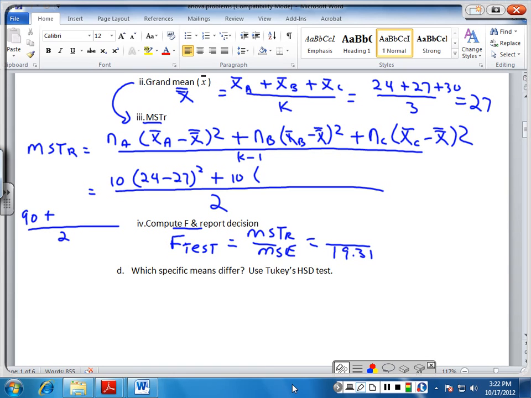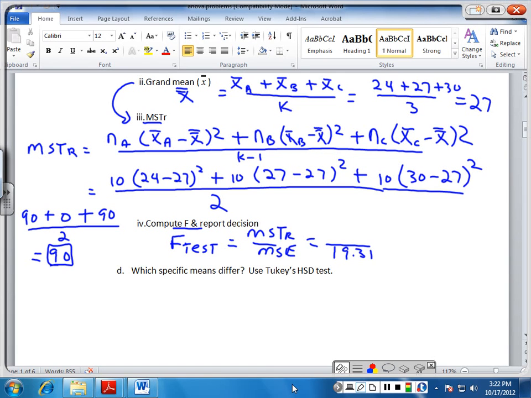Well, anyway, back to this. The sample size for group B was 10. It had a mean for group B of 27, minus 27 squared, so that's of course going to be 0. And then plus 10 in group C, sample mean 30 minus the overall mean, the grand mean of 27, squared, that's 90. And so all of that comes out to be 90. That's MSTR, and that's what's going to go here.